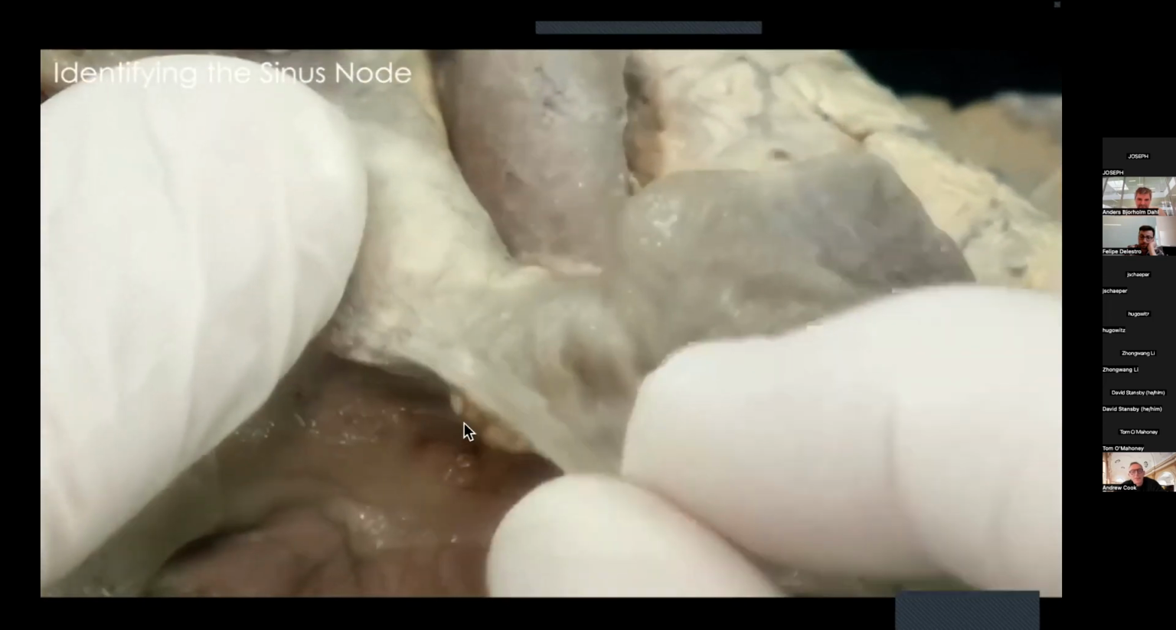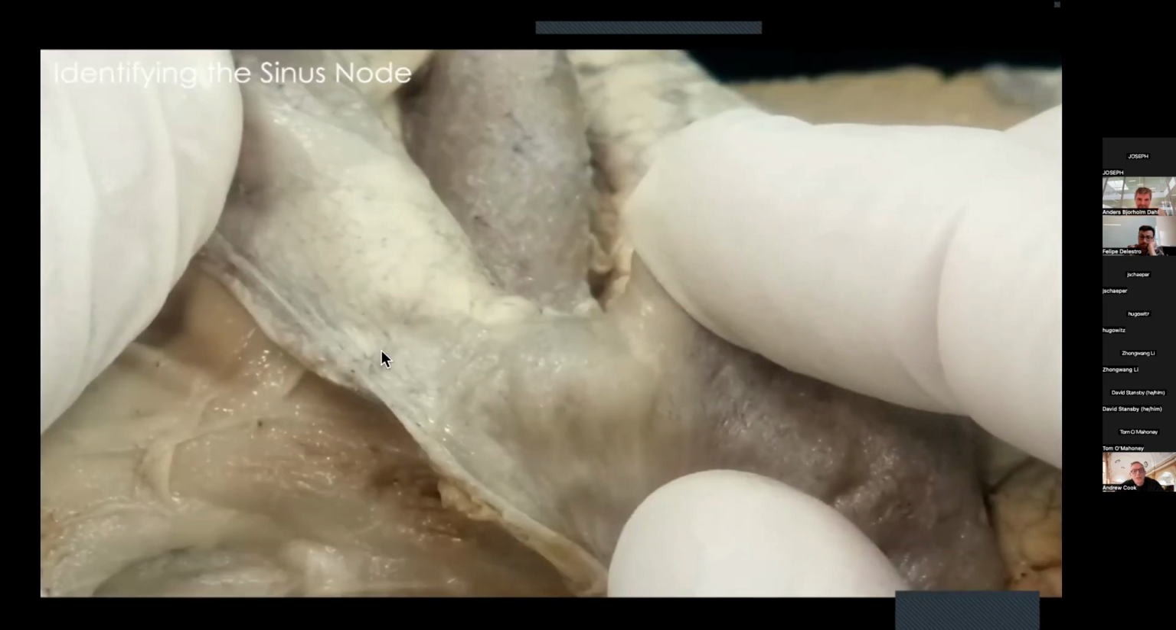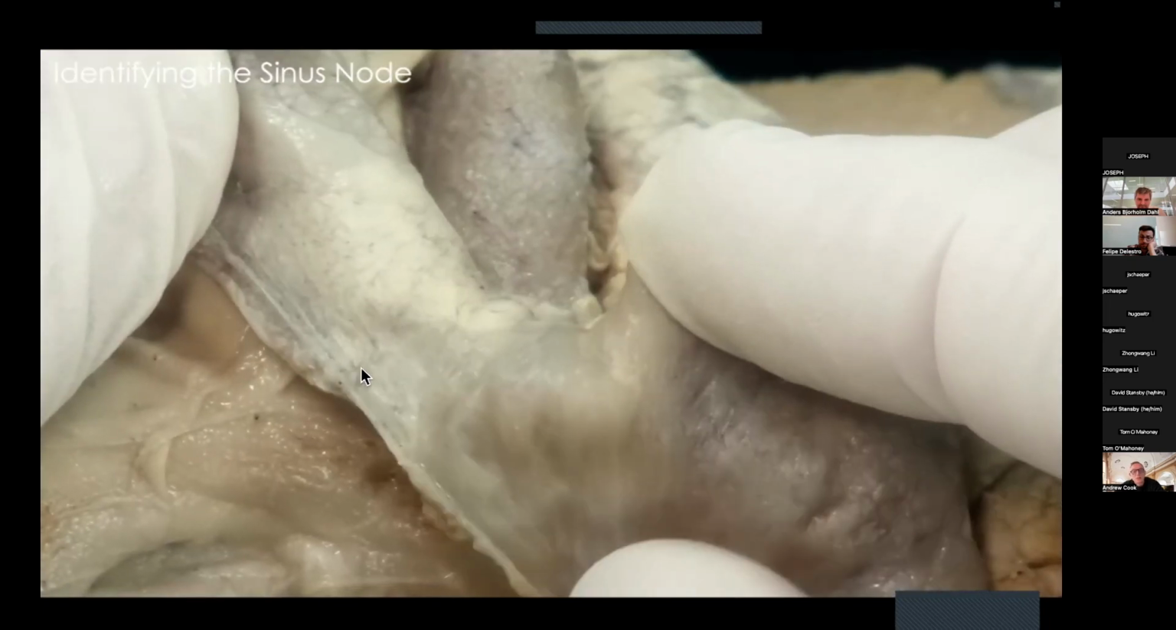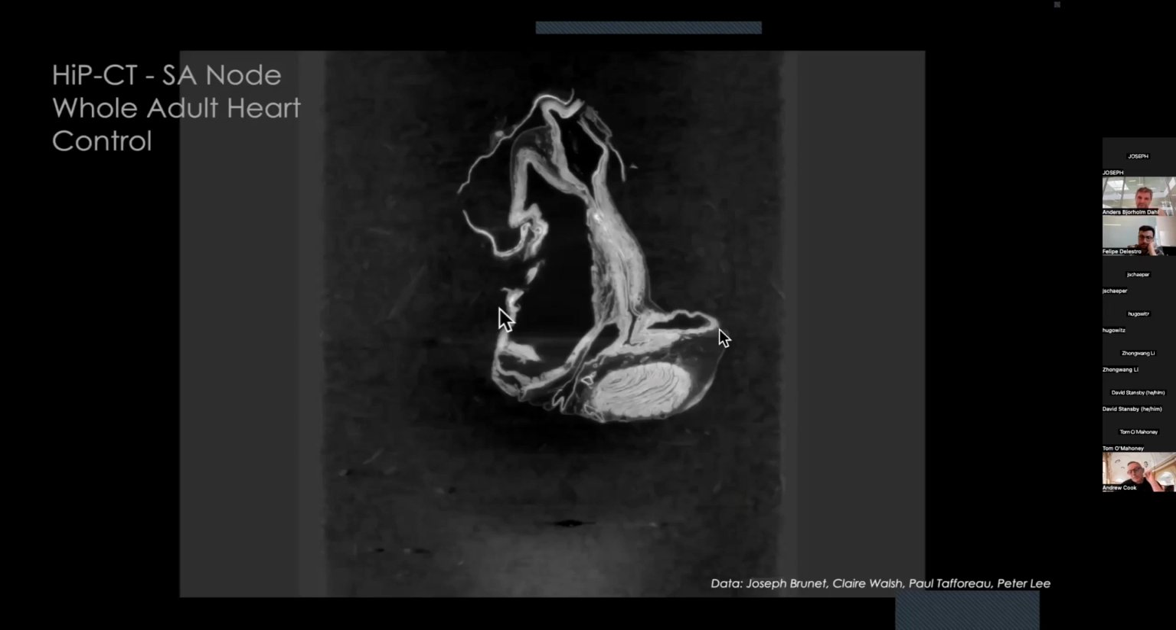Just lateral to that, in this region, if I pause the video, is where we'd find the sinus node. Clearly, you can't see it in this specimen, and you wouldn't be able to see it very easily with surgery unless you can see the artery. So HiP-CT data can certainly help us visualize that and understand the variations in the sinus node.